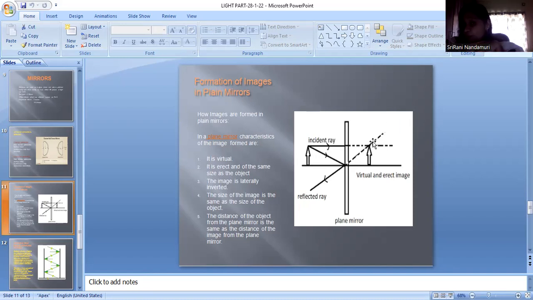This is the point where both the incident and the reflected ray met. This is the point where the image is formed. Just observe the PPT, children, where I am keeping the arrow mark. This is the point where the incident ray and the reflected ray have met.